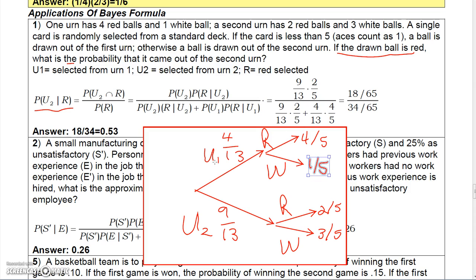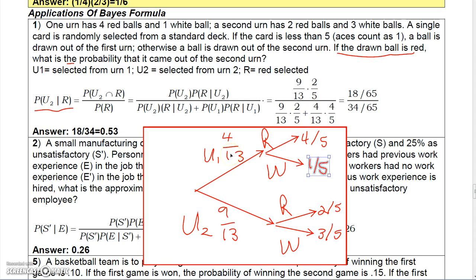If you check the cards, there's 16 cards that are less than 5: ace, 2, 3, and 4. And 16 out of 52 reduces to 4/13. That means there's 36 cards that are 5 or greater, and 36 out of 52 reduces to 9/13. So the probability you select from urn 1 is 4/13. The probability you select from urn 2 is 9/13.